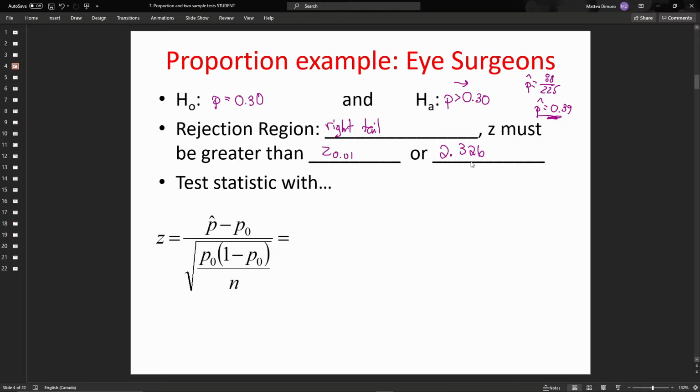So 2.326. And if I was to draw a nice little normal distribution, just very briefly, right tail test. This is the rejection region at Z equal 2.326. And over here we reject HO. Perfect. Over here we accept HO.